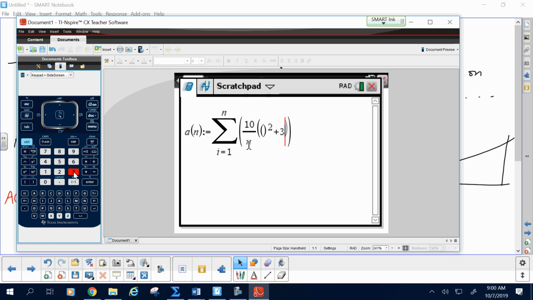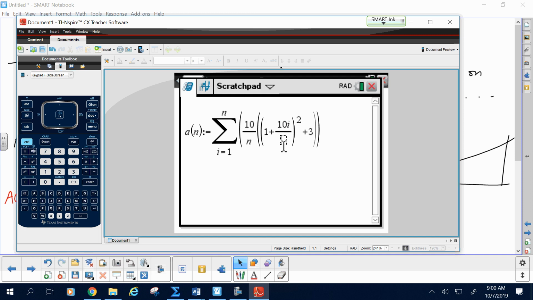You follow? And if I then go back and say, all right, in that I want to put in 1 plus fraction 10i over n, then I should get something like that. Now the whole function needs to be in parentheses, so that 10 over n, delta x, gets distributed to everything. Okay, so it can't just be one set of parentheses. It's got to be 2.